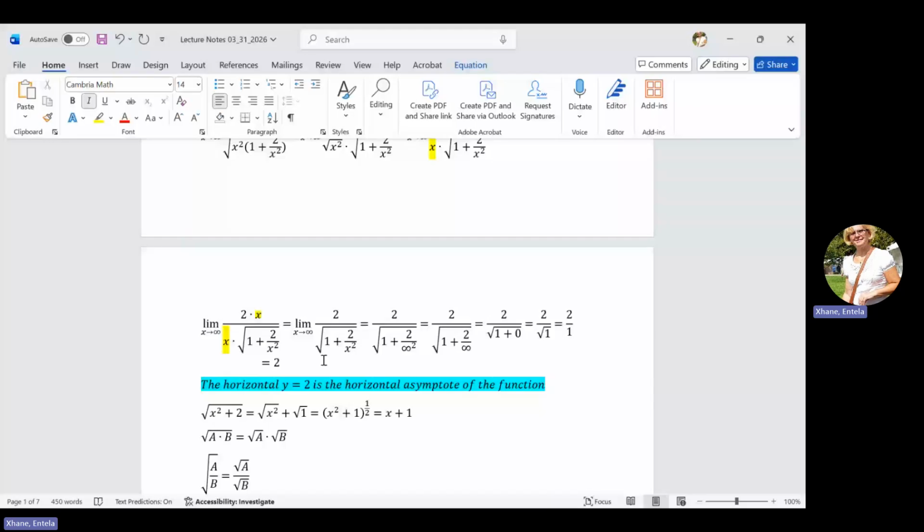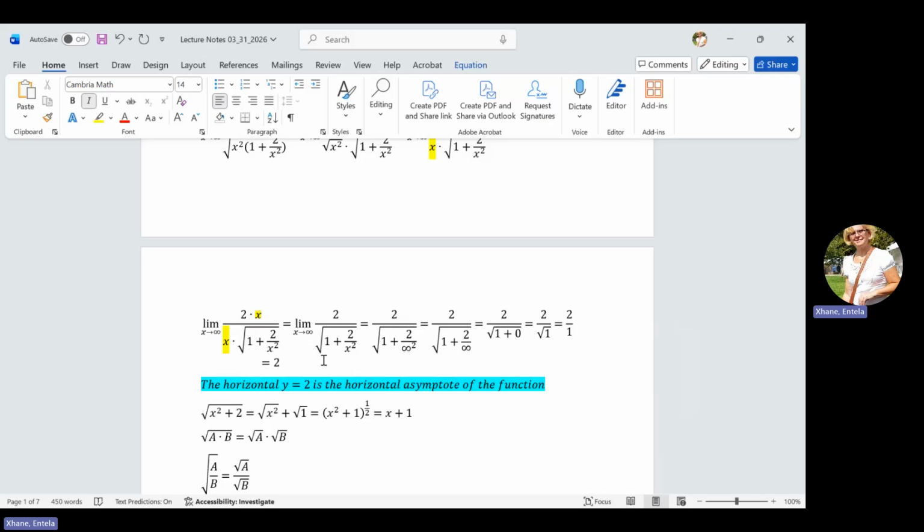And then a number that is finite over an extremely large number, when you divide it by denominator that is extremely large, that goes to 0. So as we move forward, anytime you see a finite number such as 2 divided by infinity, you replace it by 0. So that becomes 2 over the square root of 1 plus 0. And square root of 1 plus 0 is square root of 1, which is 1. So that's 2 over 1. The answer is 2. So the limit is 2.